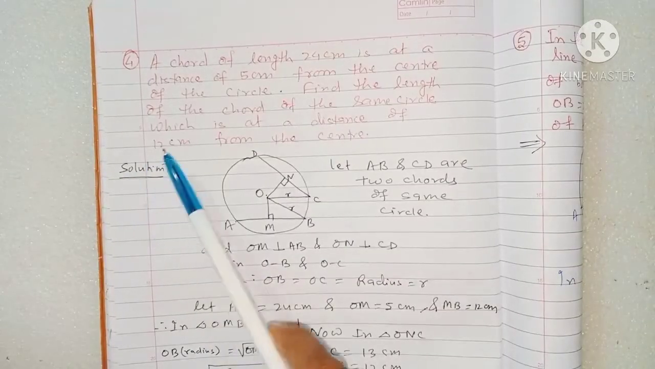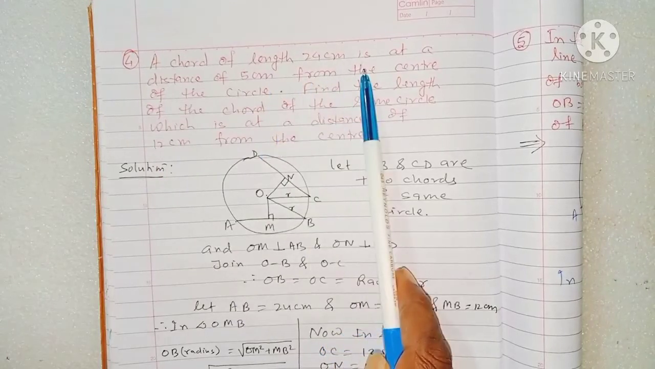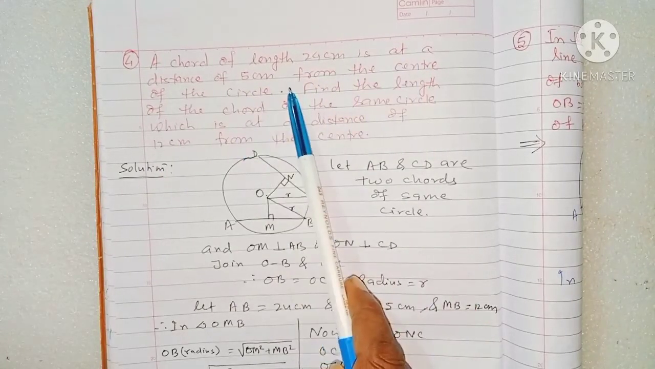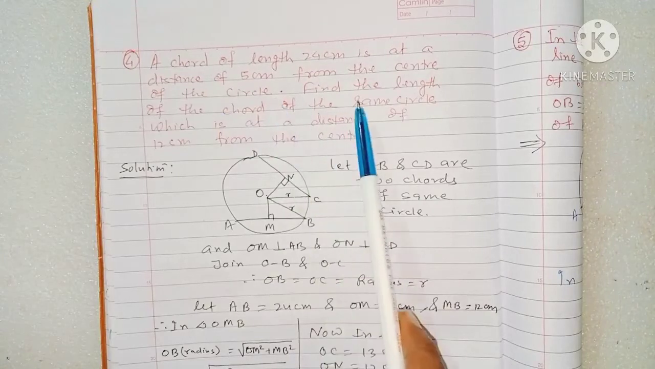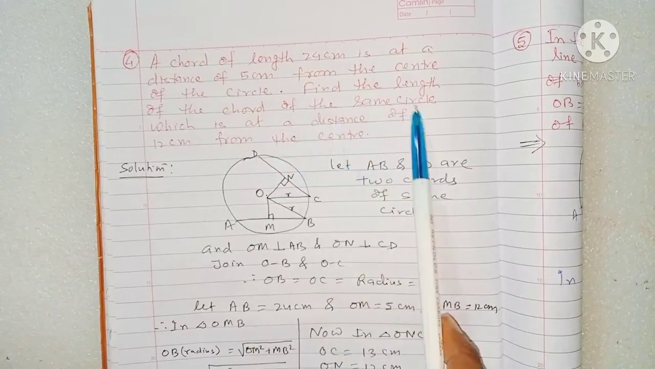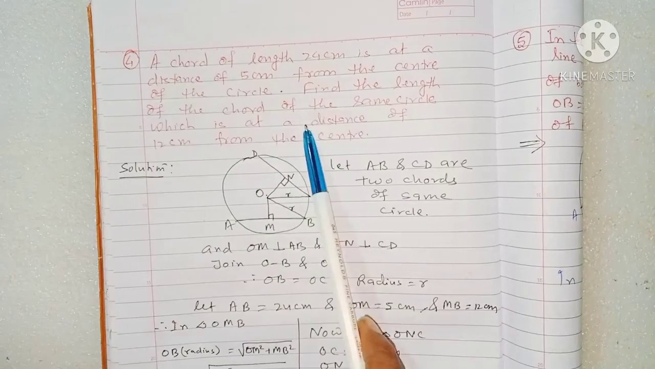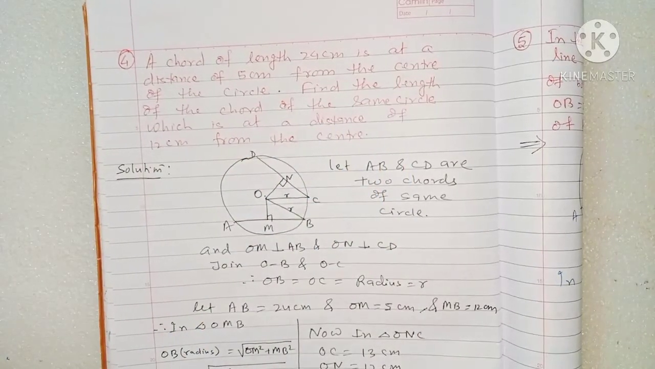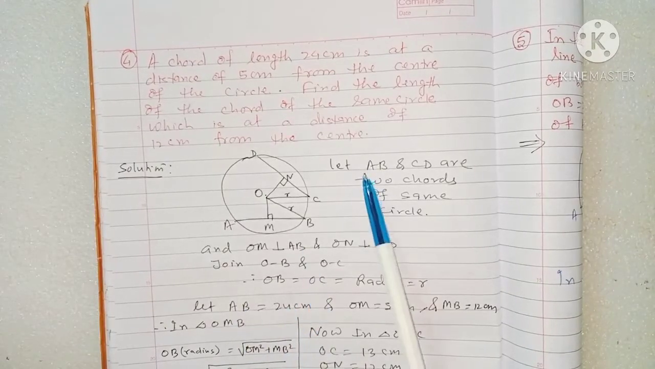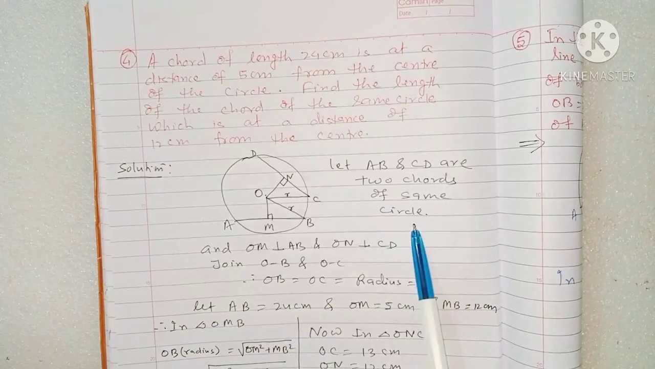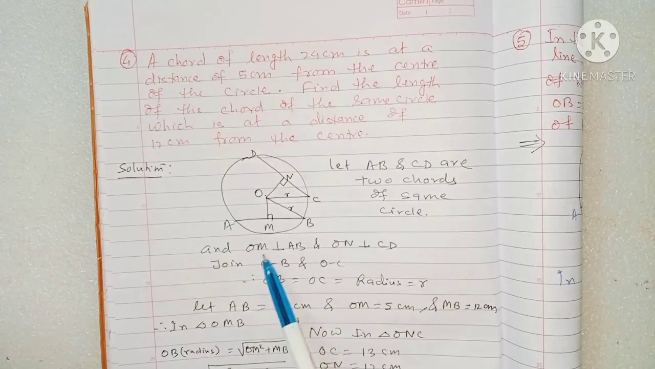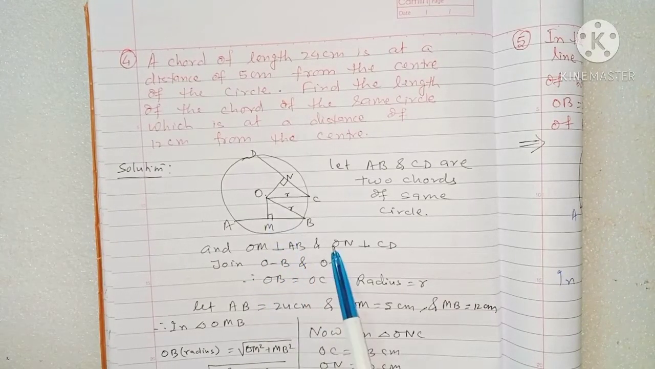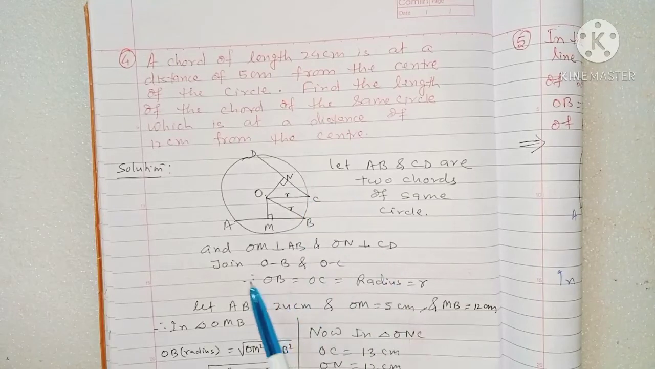Now question number 4. A chord of length 24 centimeter is at a distance of 5 centimeter from the center of the circle. Find the length of the chord of the same circle which is at a distance of 12 centimeter from the center. Let AB and CD are two chords of same circle, and let OM is perpendicular to AB and ON is perpendicular to CD. Join OB and OC. OB and OC are radius.